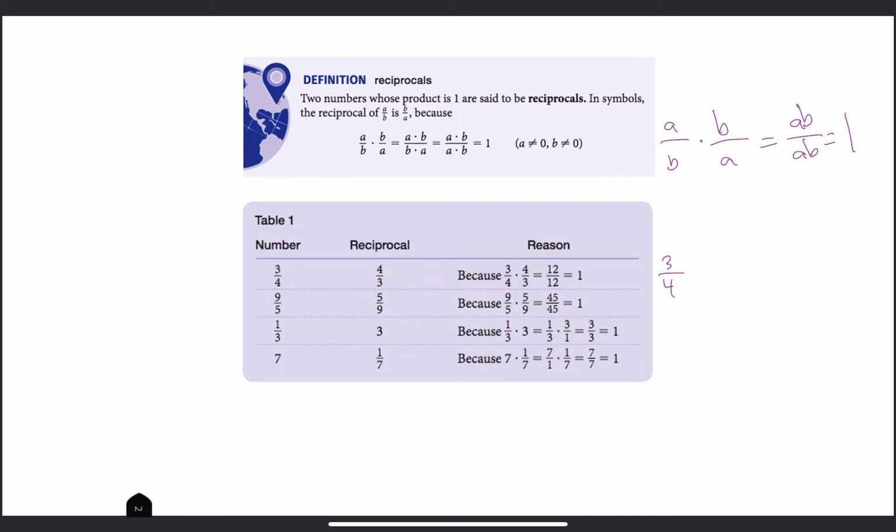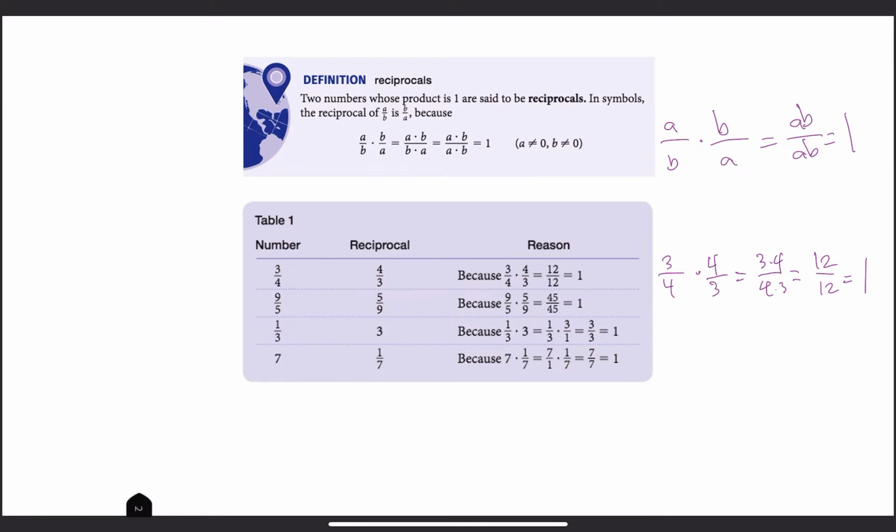Its reciprocal is 4/3 because if you were to multiply 3/4 times 4/3, you'd multiply straight across, so that'd be 3 times 4 over 4 times 3, which would be 12 over 12, and 12 divided by 12 is 1. Whenever you invert a fraction and multiply it by the original fraction, you will always get 1. If you multiply a number by its reciprocal, you'll get 1. And this is going to come in handy for us.